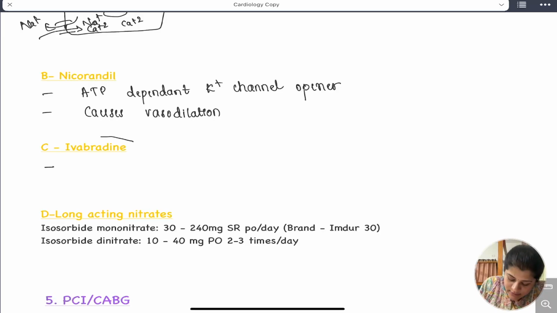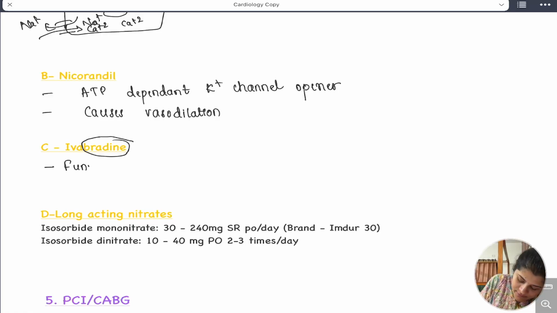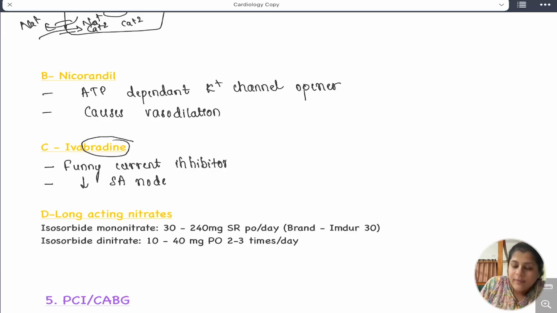Remember the name, there is Bradin. So what does it do? It is a funny current inhibitor. It reduces SA node activity, like it reduces heart rate. That is why there is Brady in the name. Thereby it reduces oxygen requirement.